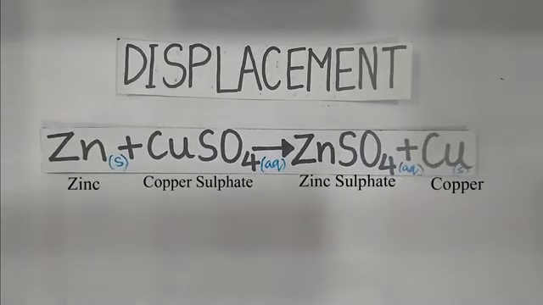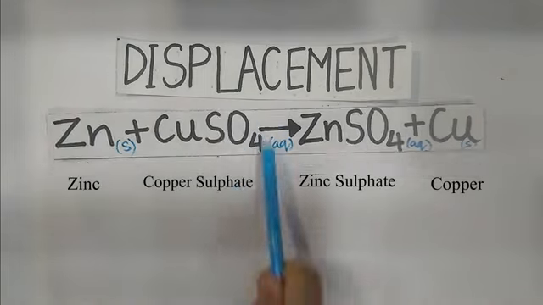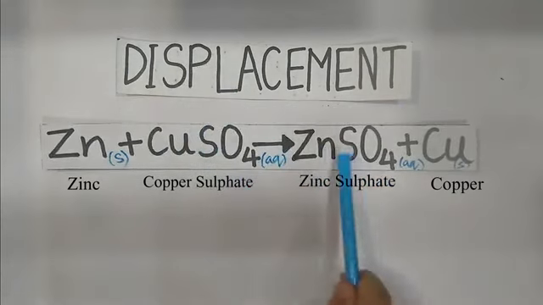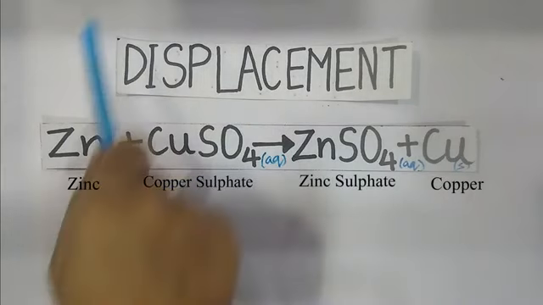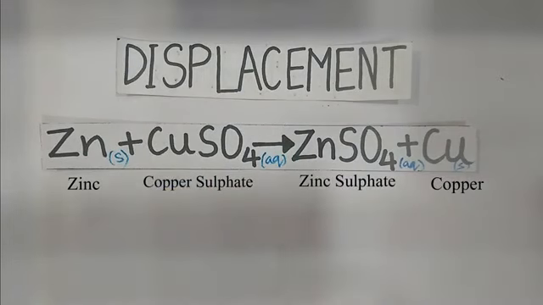Alright, observe what happened. Zn is much more reactive than Cu. That is why it attracted SO4. So ZnSO4 was formed and Cu remained. So what was replaced here? Cu was replaced by Zn. That is why it is called a displacement reaction.